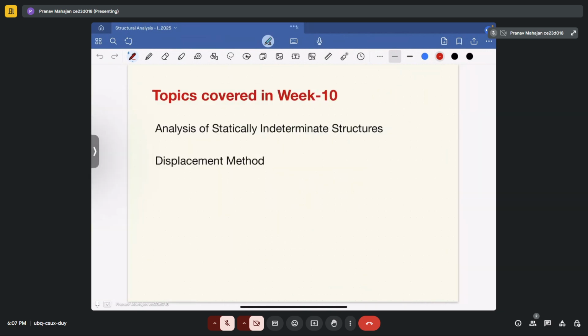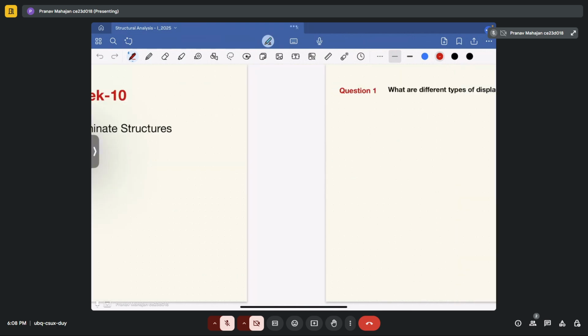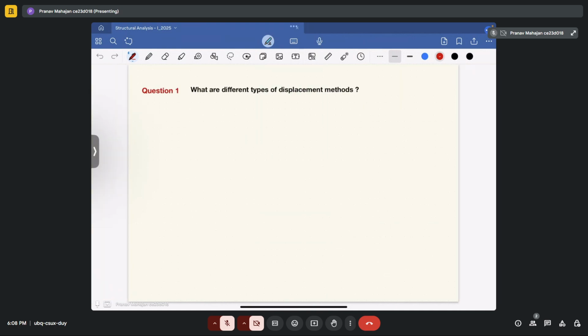So in week number 10, you have done the analysis of indeterminate structures using the displacement method. All the videos are there on the NPTEL portal. You can visit whenever you want and try to gain some knowledge from that, and then try to solve the assignment and the questions which are related to the stiffness method or displacement method. So first, what are the different types of displacement methods?